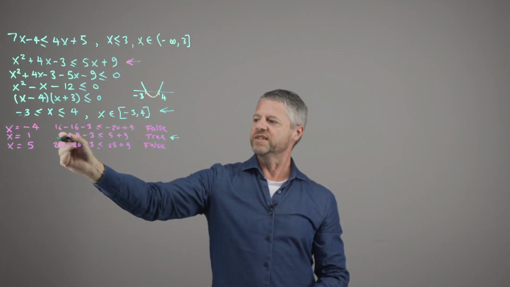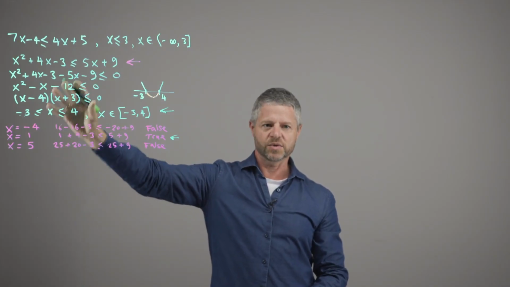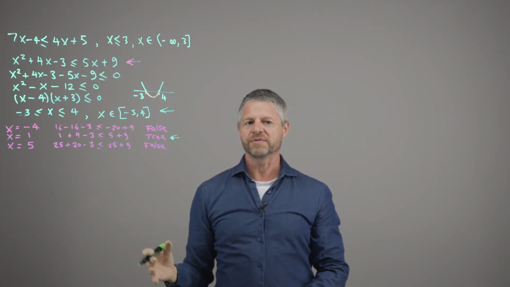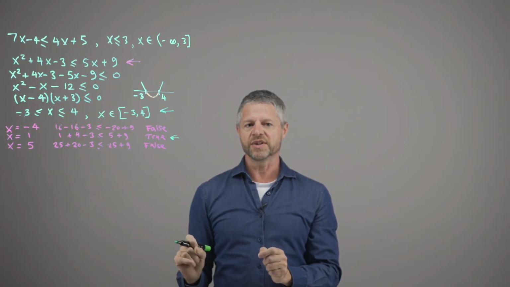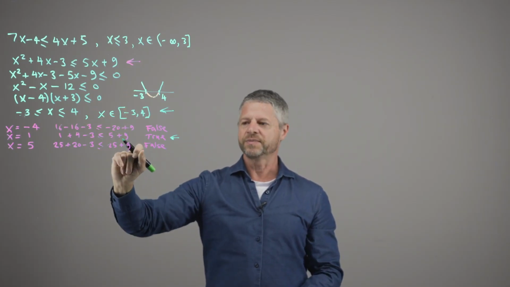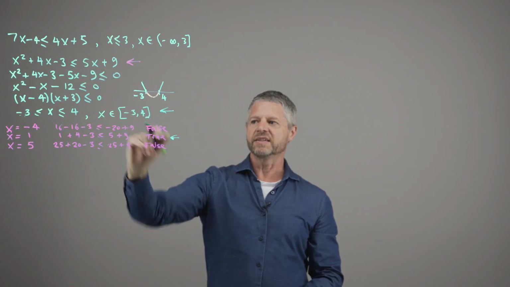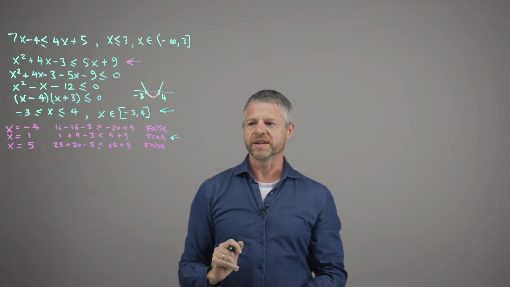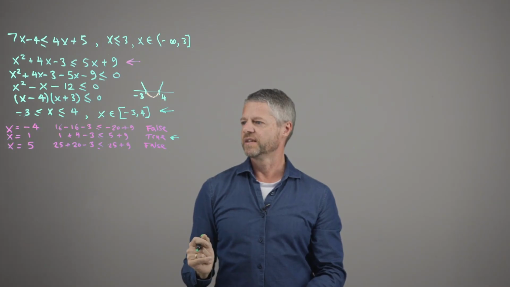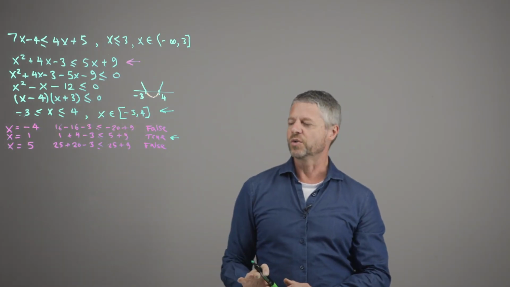So this is a nice way to check a quadratic inequality once you've solved it. Pick a couple of values outside the interval that you ended up with and see if the inequality doesn't work out, and then pick a value inside the interval that you ended up with and see if it does check out. So that's an example of a quadratic inequality.